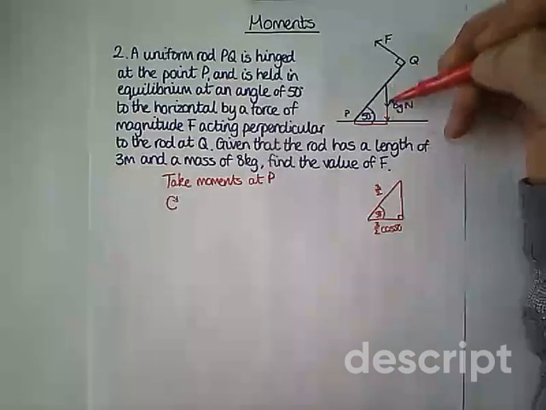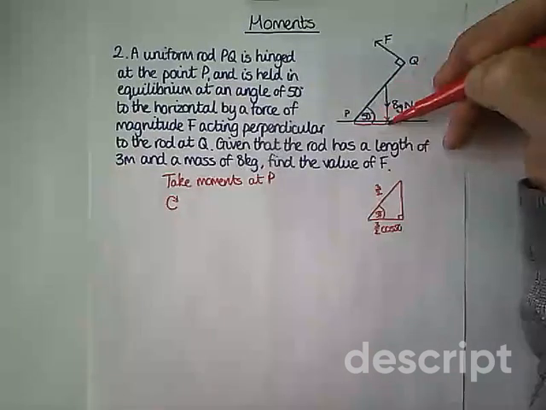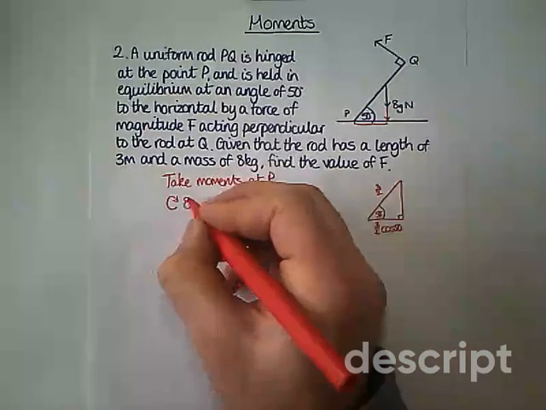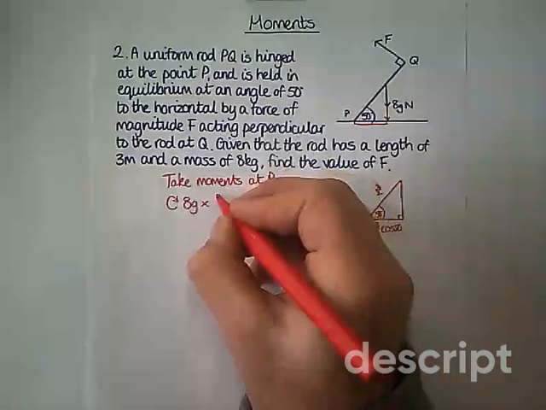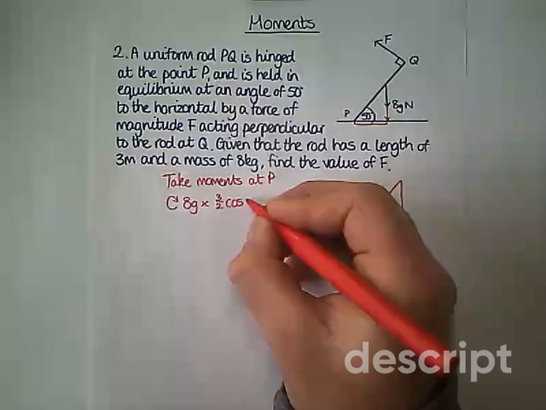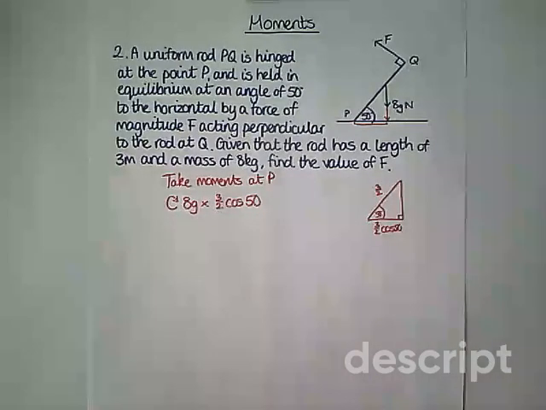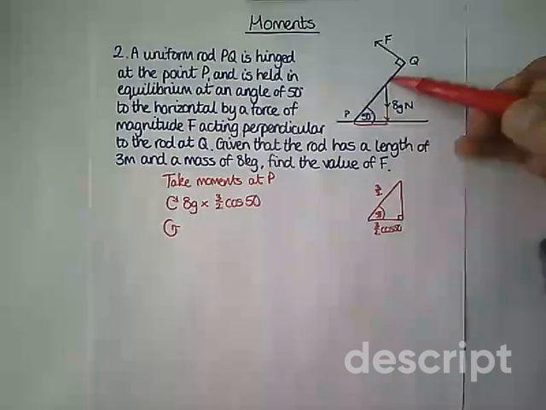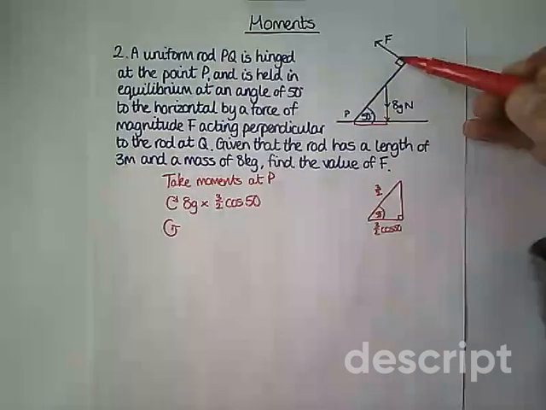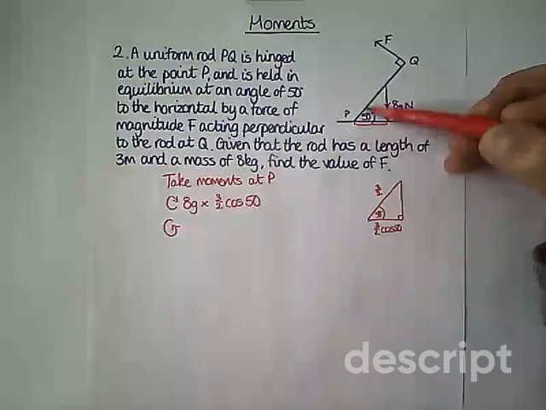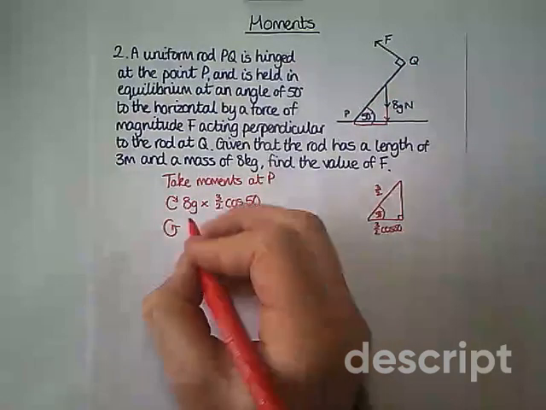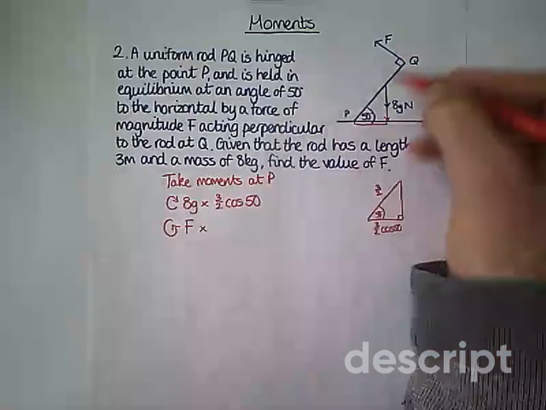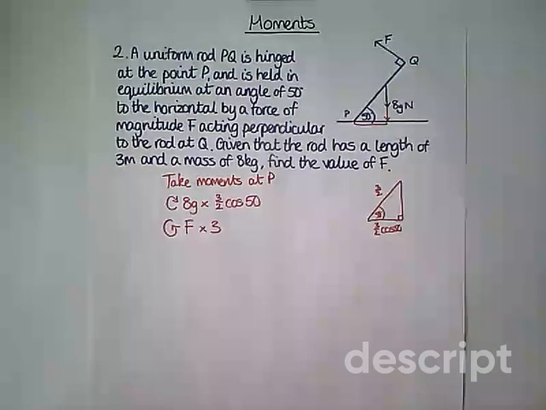Okay, so to get my moment, I do force times perpendicular distance. That is 8g times 3/2 cos 50. Then my anti-clockwise moment is created by the force F. Now you can see this angle here is 90 degrees. So actually this force is perpendicular to the distance, the length of the rod. So it's just F, the force, times the distance, which is 3. That was much more straightforward because it is acting perpendicular to the length I have.